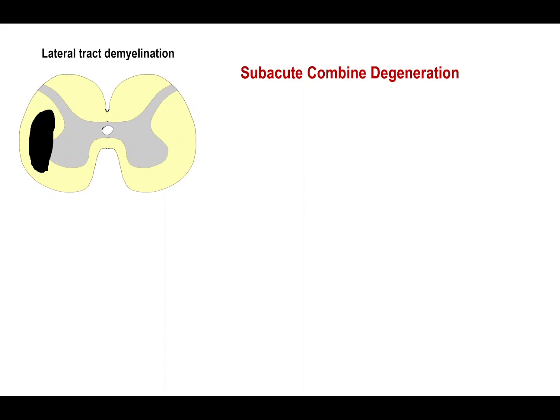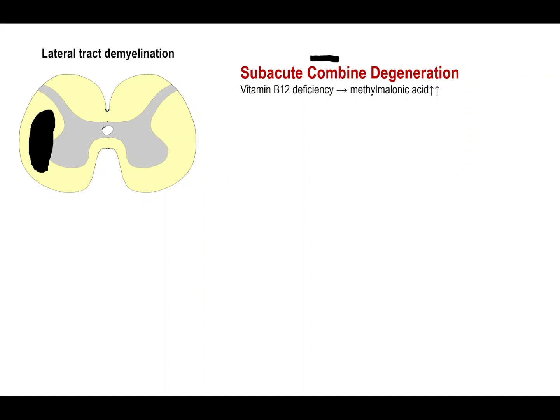So focus on the term combined. Combined means both tracts, at least two tracts. Sometimes it's coracospinal tract and dorsal column. Sometimes it's coracospinal tract and spinothalamic, which is more common because they're close by. Sometimes dorsal column and spinothalamic. But it's combined degeneration. Look for that. And the most common cause of that is vitamin B12 deficiency.